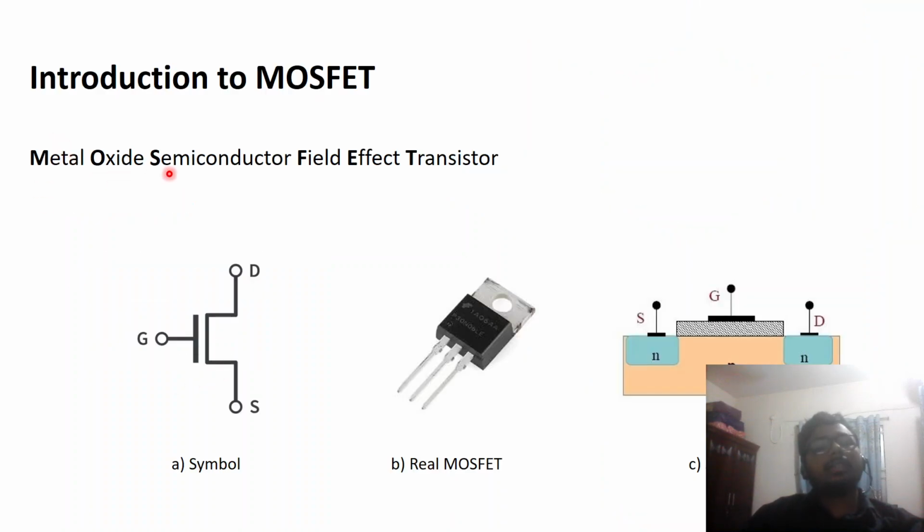MOSFET means metal oxide semiconductor field effect transistor. Here you can see the symbol of a MOSFET. There are three terminals: drain terminal, gate terminal, and source terminal. And in the hardware lab, you will see this type of component, which also has three terminals. This one is the gate terminal, this one is the drain terminal, and this one is the source terminal. The physical structure of this MOSFET is like this figure.